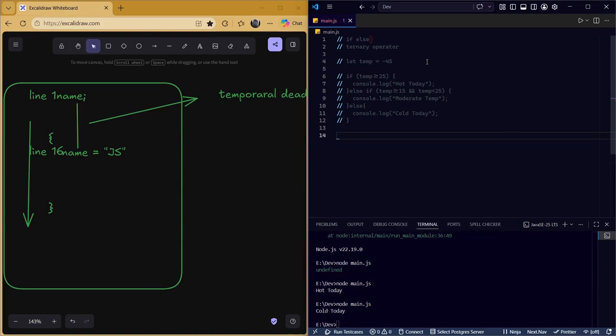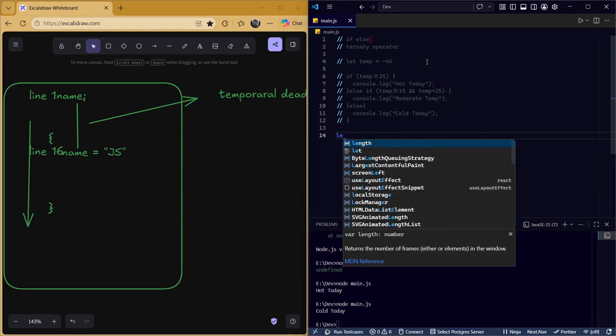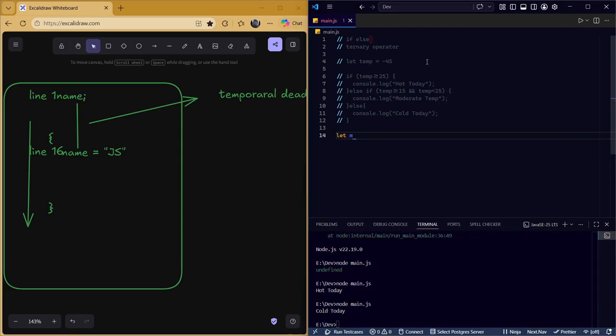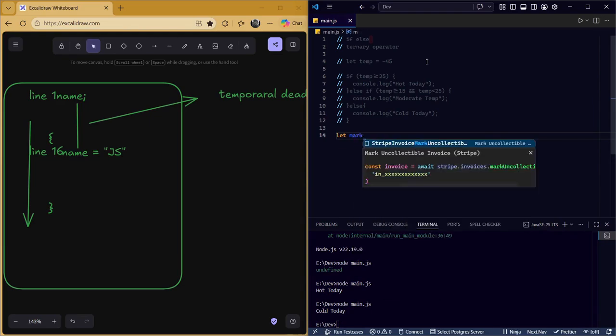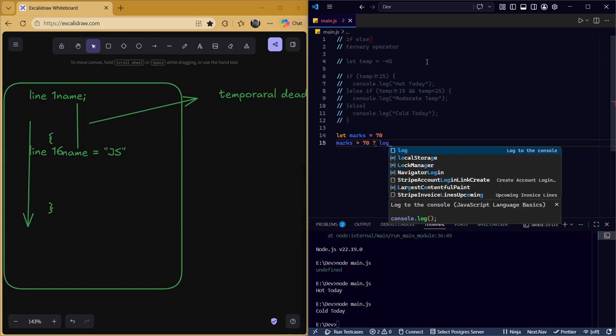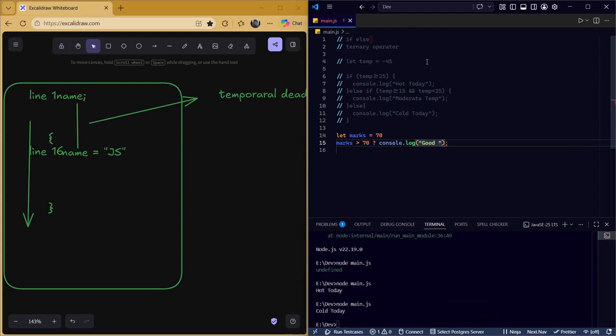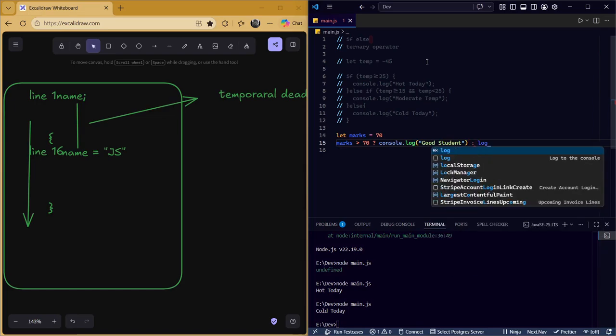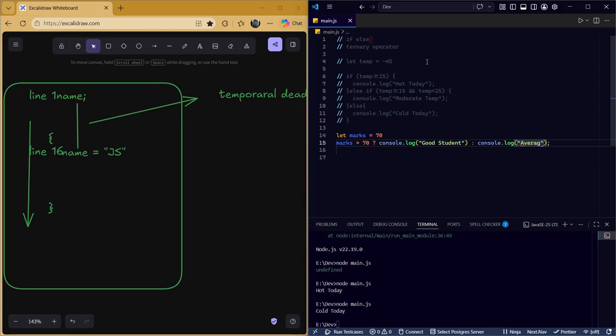Suppose there is marks, let marks equals 70. Now I have to implement it. If marks is greater than 70, it means that I have to print good student, and otherwise I have to print average student.